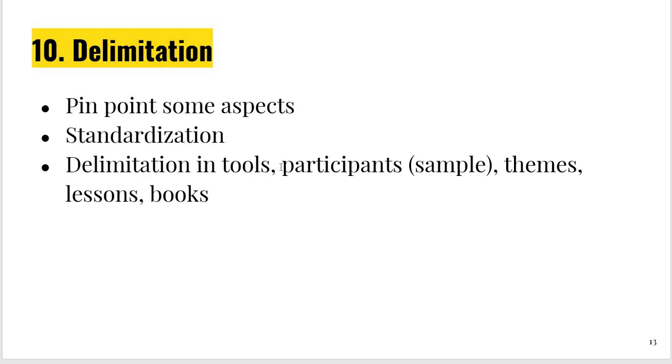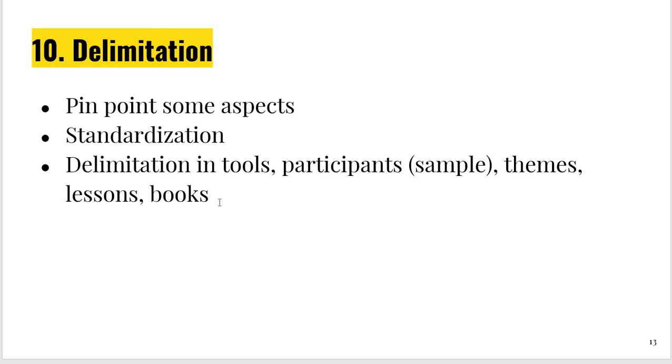Delimitation in tools, suppose Beyond Text Mining Suite has 25 tools, and you will mention that you have delimited only 5 tools. It generates 300 themes. So we will delimit that, we will search only 25 themes. So participants, in this way you will delimit your participants, you will delimit themes, you will delimit lessons, you will delimit books. Intermediate books are taught, different books in Punjab textbook board, different books in Sindh textbook board, different books in KPK. So you will mention a particular board. So in this way you will delimit.